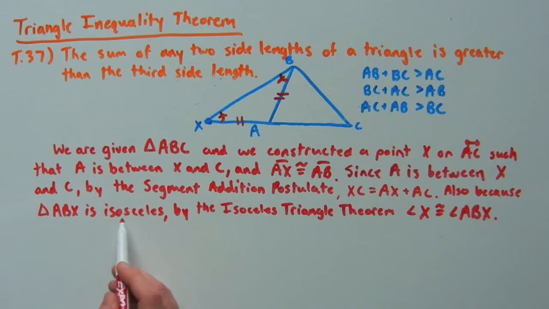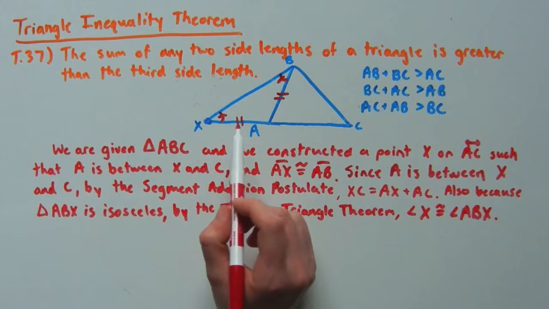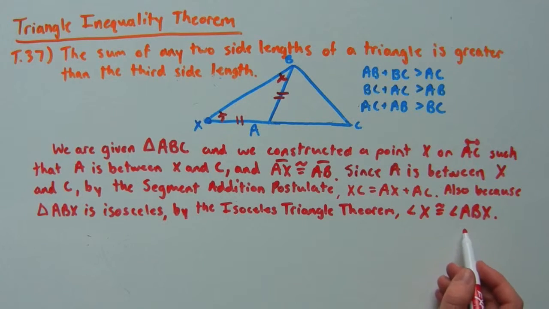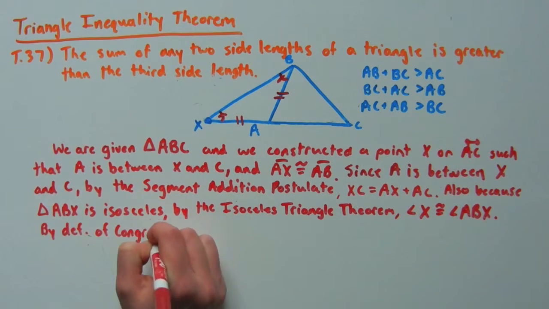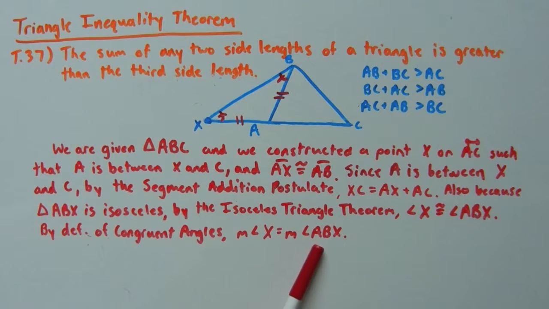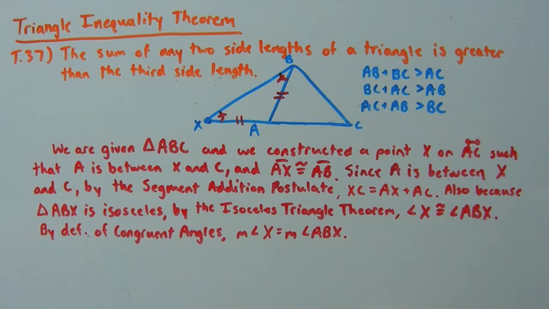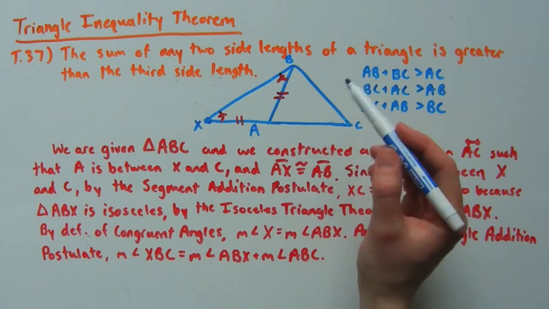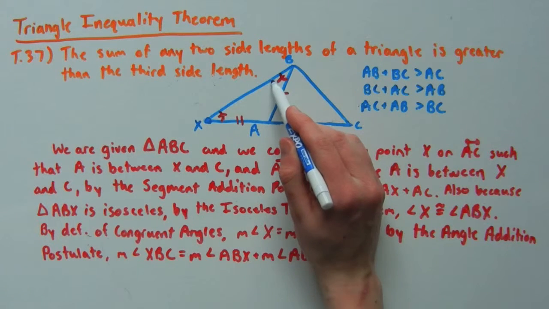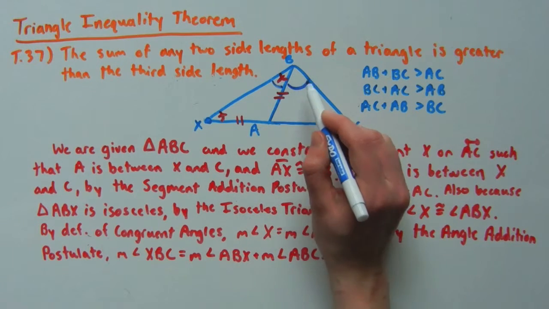Because triangle ABX is isosceles, by the isosceles triangle theorem, angle X is congruent to angle ABX. And since those two angles are congruent, by the definition of congruent angles, they're equal in measure. This angle ABX is part of a bigger angle XBC, and that's by the angle addition postulate. So this angle XBC is equal to the measure of angle ABX plus the measure of angle ABC.